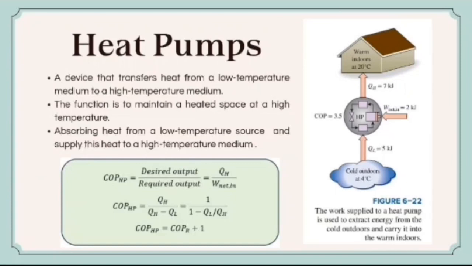There are two main types of heat pumps. The first one is air source heat pumps, which extract heat from outside air and transfer it into a building to provide space heating. The next one is ground source heat pumps, which extract heat from the ground or a body of water and transfer it into the building. Heat pumps are commonly found in residential, commercial, and also industrial settings. They play a crucial role in improving energy efficiency and reducing the environmental impact of heating and cooling systems.